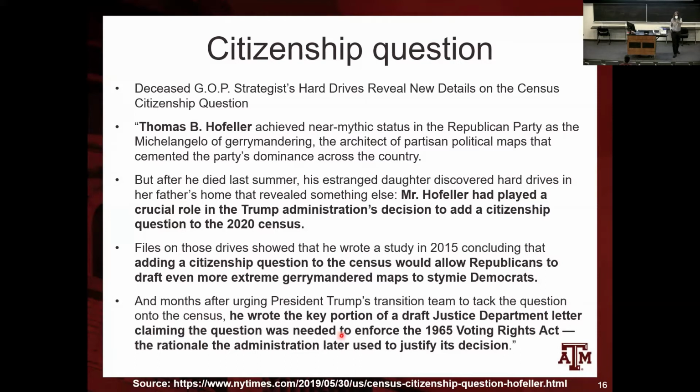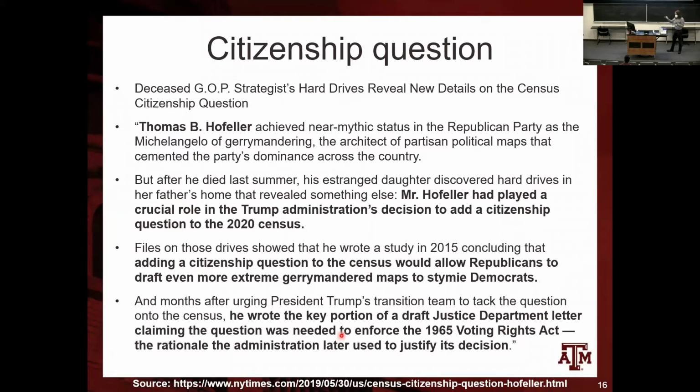Oh, you are just trying to prevent specific groups of people from answering because that will benefit you politically when you redraw the districts for the state legislators. And the Trump administration said, no, that's not true. That's not what we are trying to do.